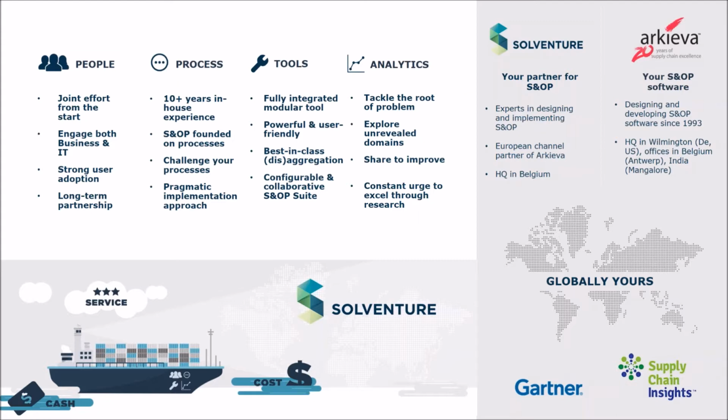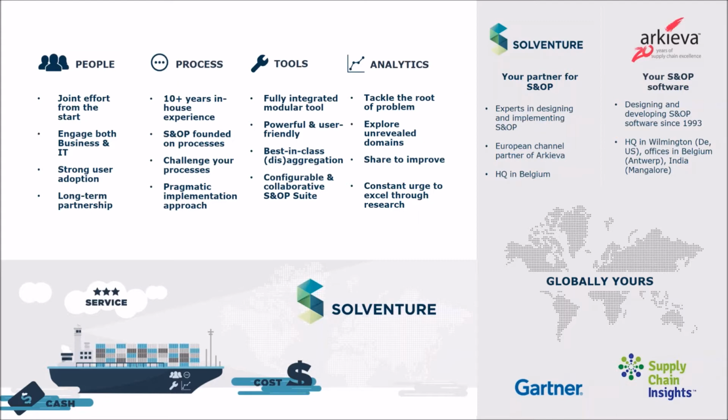You can see Archiva on the top right. Archiva is a software we implement in companies to support their S&OP process. It's a tool which has been created in '93, and it's basically a US tool. It is developed in the United States, and as you can see here in the PowerPoint, Archiva is also based in the US, in Belgium, and in India. So they have offices all around the world.